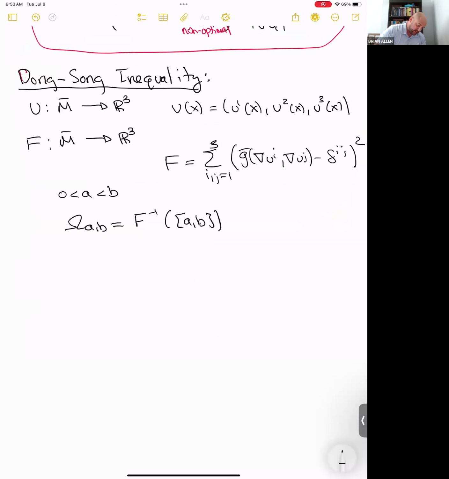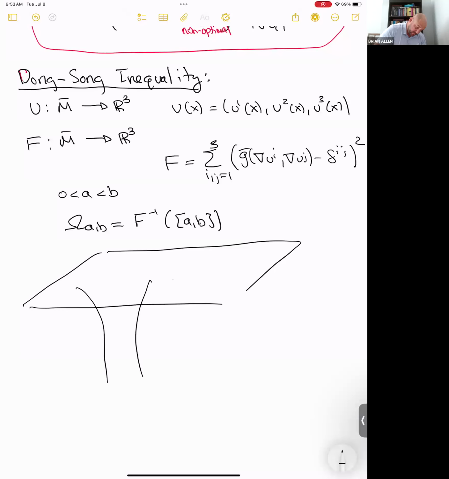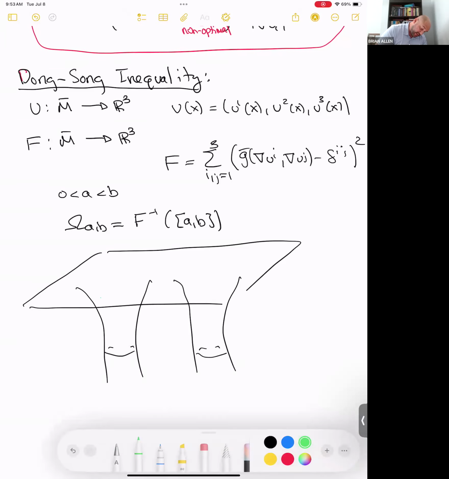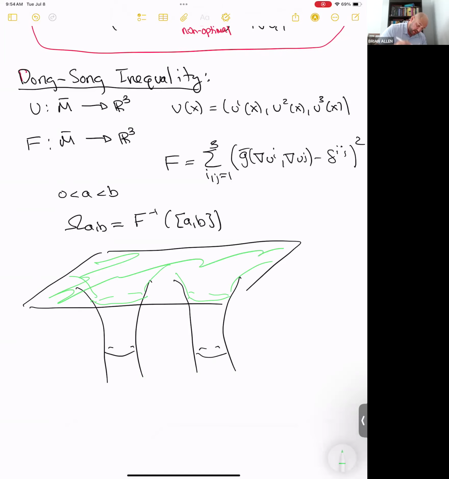Let me just draw a quick picture here. So maybe you have something like this. And when you take the pre-image of this, you might get something like all this green part outside, right? Because the asymptotically flat end is always close to flat space in some clear sense. And so you're always going to contain infinity.